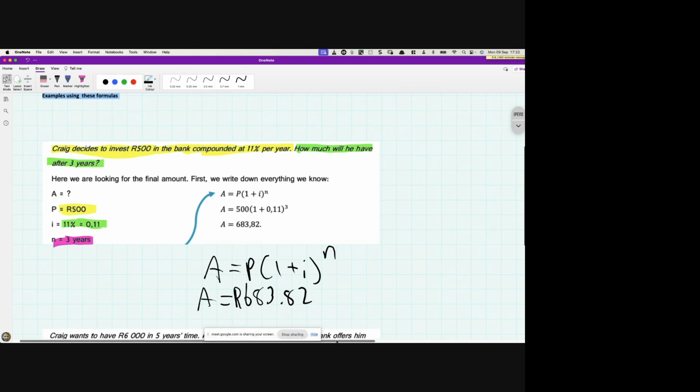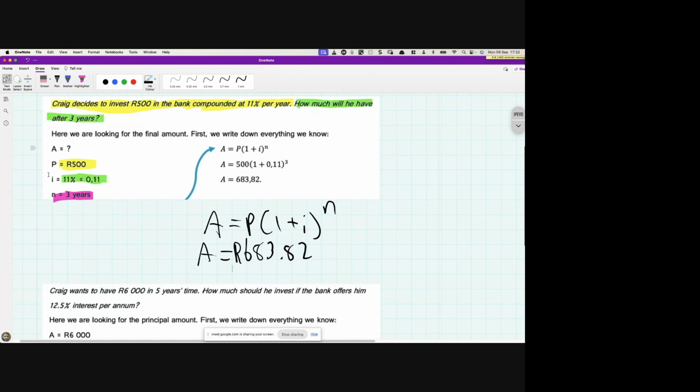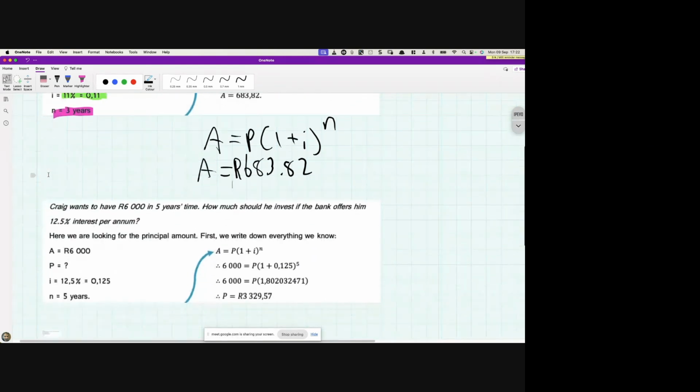Give me a thumbs up if that example made sense to you. Give me a thumbs down if I've lost you. And I'd love a question. If somebody is unsure, I'd love to answer a question. Okay, then let's look at one other example, and then you're going to do some by yourself.